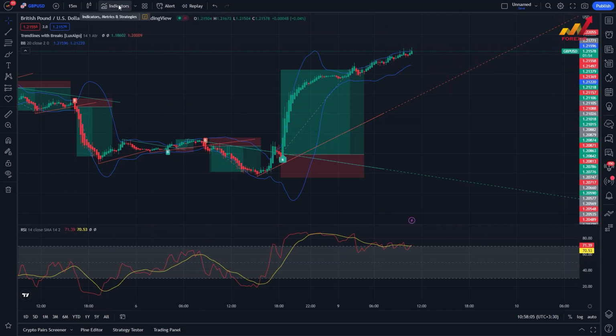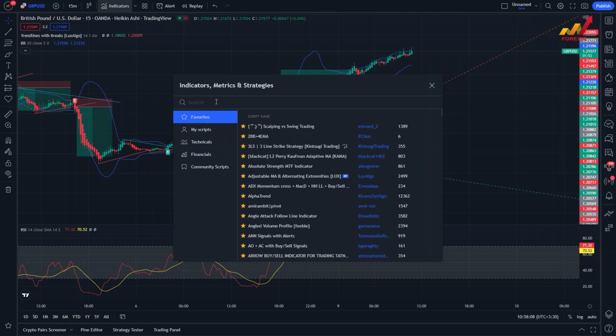Log in to the TradingView website. Like me, add indicators to the chart and change their settings.